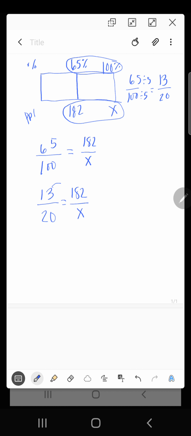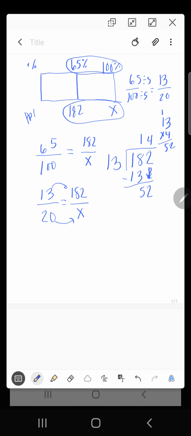Now I want to know, how can I go from 13 to 182? Because that's going to help me find my total. Well, I can do 182 divided by 13. It goes into it once. Gives you 52. Okay, 13 times 4: 4 times 1 is 4, plus 1 is 5, and 4 times 3 is 12. So if I multiply 13 times 14, I get 182.